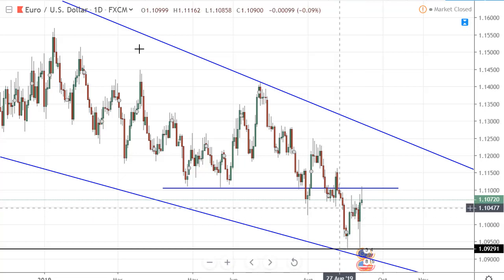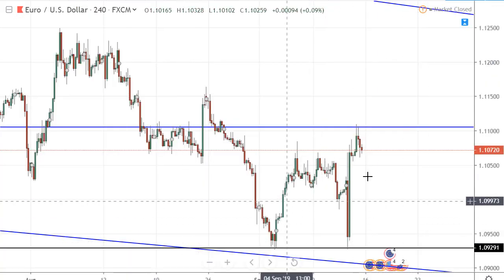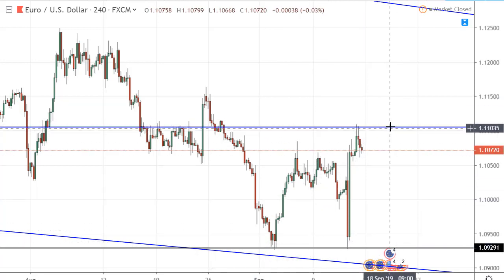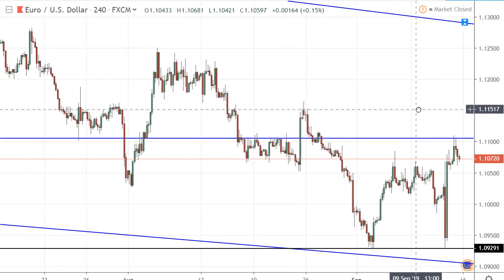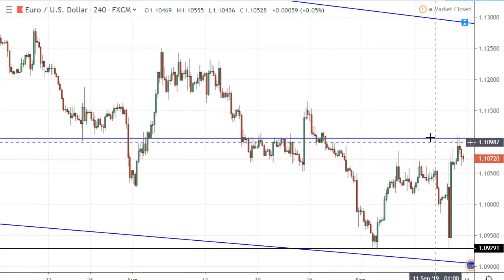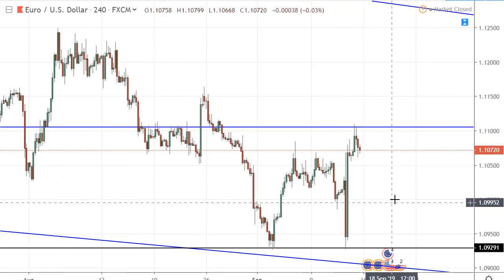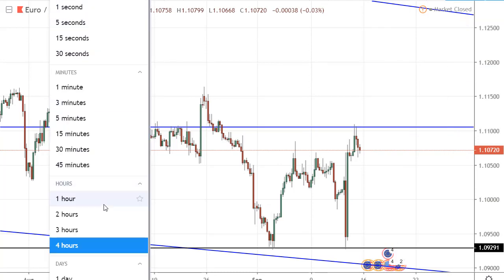Okay, let's zoom into the 4-hour chart, because on the daily chart it's just what we're seeing right now. We have this double bottom. We have this potential trend line. To me, I would like to see a pullback to the halfway, and then a continuation back up.